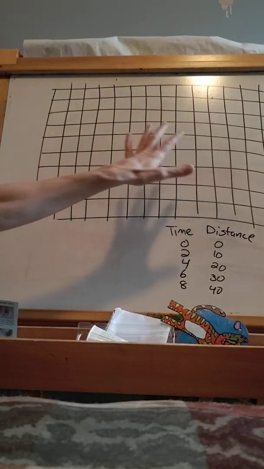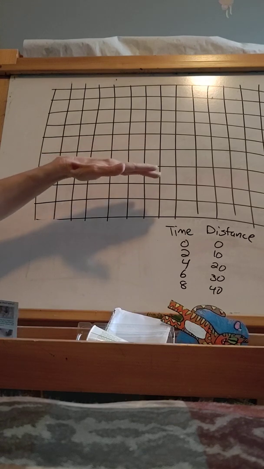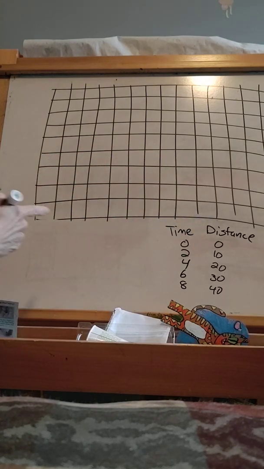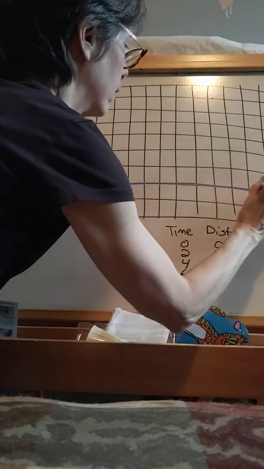So we're going to start out with some graph paper, and you're going to need to draw a line near the bottom, but make sure that you leave some room to write something underneath. So I'm going to draw my line here.